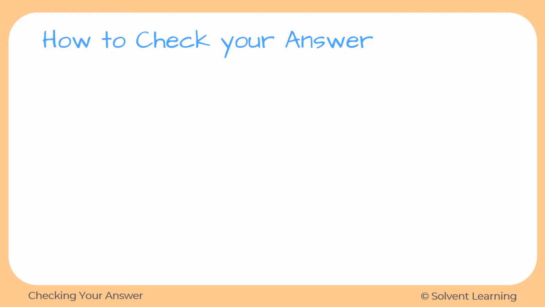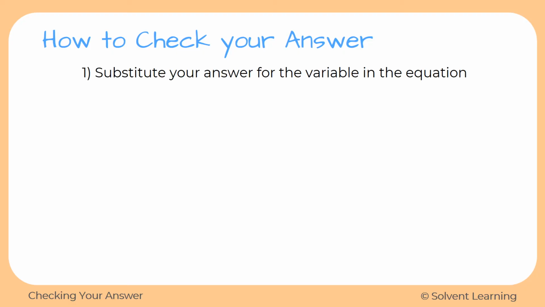So here are the steps for checking your answer. The first step is to substitute your answer for the variable in the equation. Now we did this a little bit when we learned about how to evaluate expressions for a value. Very similar to that. So if you want to go back and check that lesson out for review, that would be helpful.